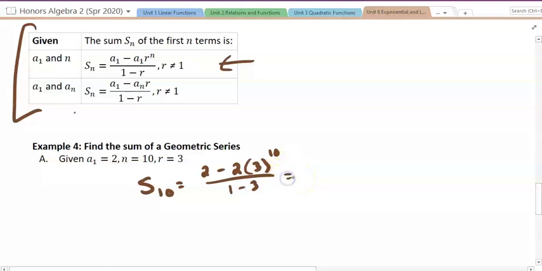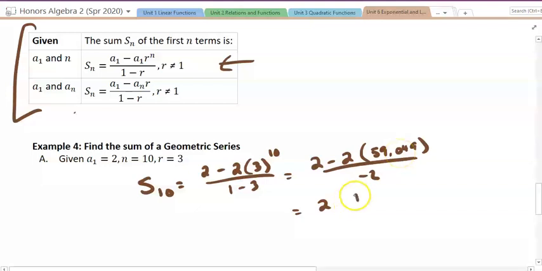And so simplifying that, we're going to get 2 minus 2 times 3 to the 10th, which is 59,049. This is all over negative 2. So I'm going to get 2, doubling that, and we're going to get minus 118,098. This is all divided by the negative 2.